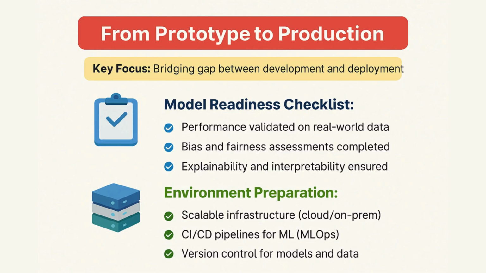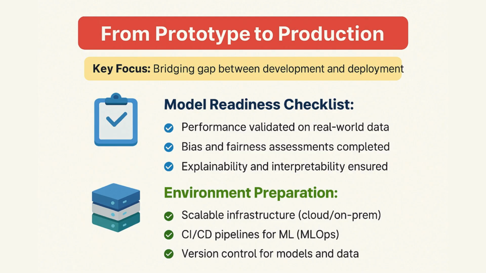Transitioning an AI model from the lab to a live environment is a critical phase that demands both strategic planning and technical rigor. This slide effectively outlines the foundational steps required to bridge the gap between development and deployment. The model readiness checklist ensures that the AI system is not only high performing on real world data but also fair, explainable, and free from unintended bias. Key factors for building trust and ensuring compliance.